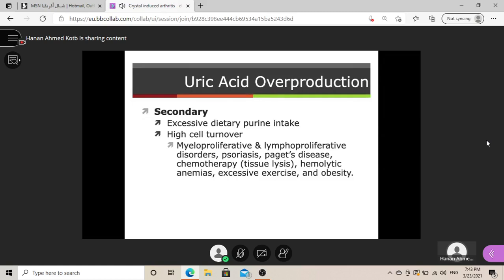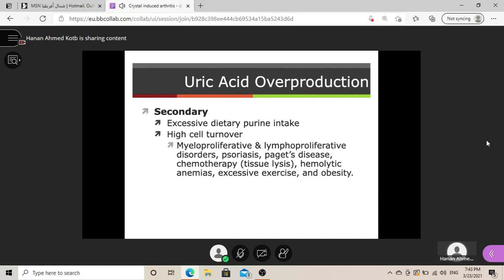We can also see it in psoriasis, which is a skin disorder, where the skin is the largest organ in our body because of its surface area. So at the beginning of the treatment, or if there is severe psoriatic activity, I may have hyperuricemia. Paget's disease is one of the metabolic disorders of bones, where I have sclerotic lesions. Also at the beginning of chemotherapy for solid tumors, when there is tissue lysis, hyperuricemia could be seen.